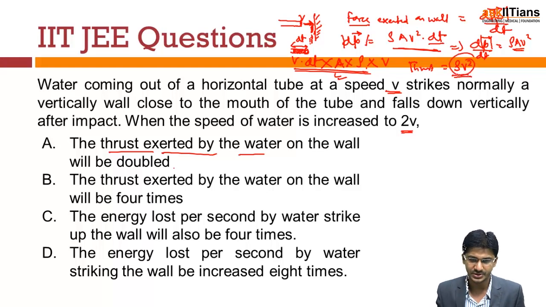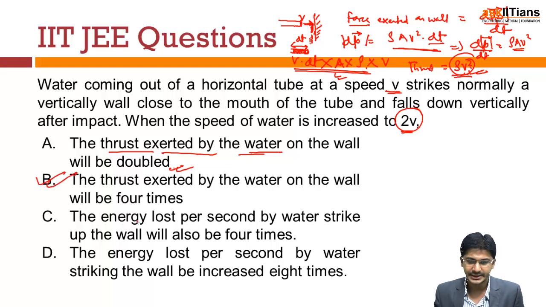Now let's go to the options that we have. The thrust exerted by the water on the wall will be doubled if you make v as 2v. If you double the velocity, it's very evident here: if you double it, the thrust is becoming 4 times because it's depending on v square. So B is the correct answer.